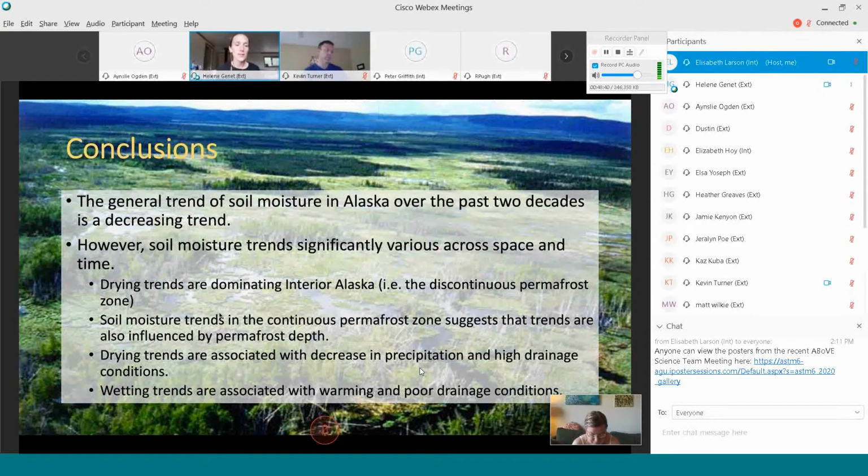Soil moisture trends in the continuous permafrost zone suggest that the trend is influenced by the depth of the permafrost, and this is something we're investigating right now. Drying trends are associated with decreasing precipitation, makes sense, and high drainage conditions, so upland types of area. Soil moisture is increasing in places that are warming and that present cold drainage conditions.